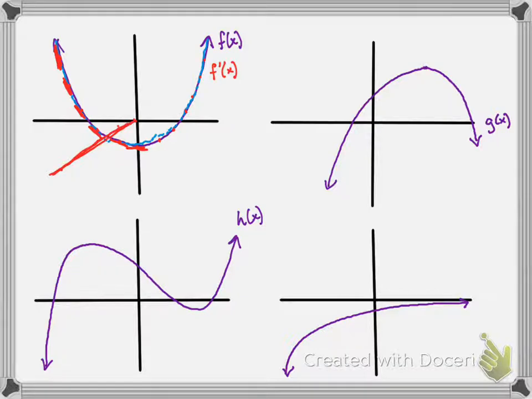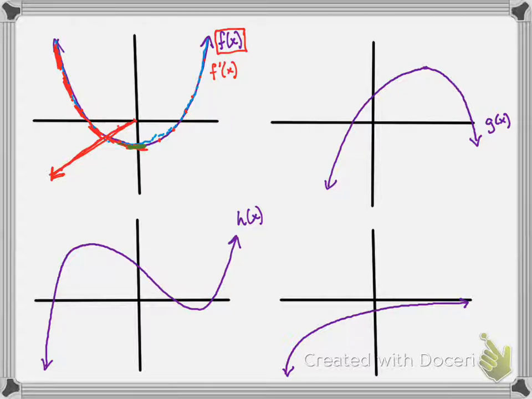Now notice I don't have an equation for f of x. I don't have a formula or a function for f of x. I just have a picture. But if this is what f of x looks like, then f prime of x would look something like this. Remember that when the function is decreasing, we know that the derivative is going to be negative.